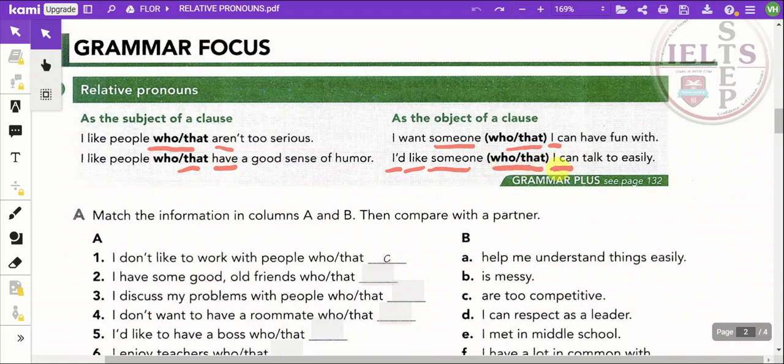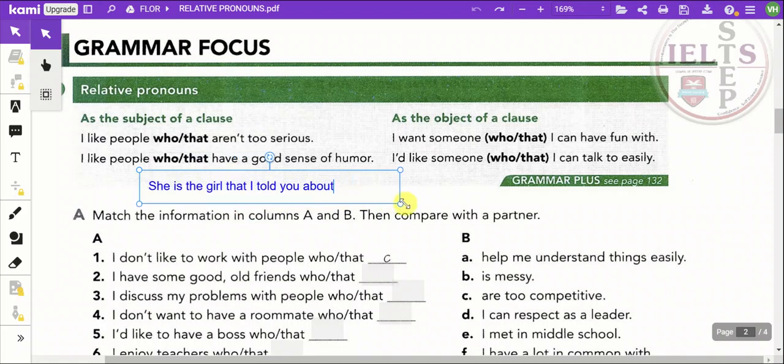Entonces, usamos estas palabras antes de un sujeto. Por ejemplo, she is the girl that I told you about. En este caso, she is the girl that I told you about. Entonces, en este caso, nuestra oración dice, ella es la chica de la que yo te hablé. She is the girl that I told you about.